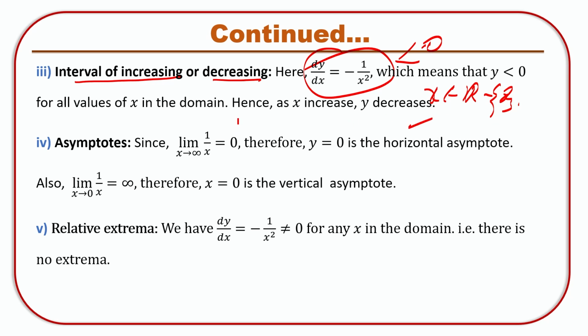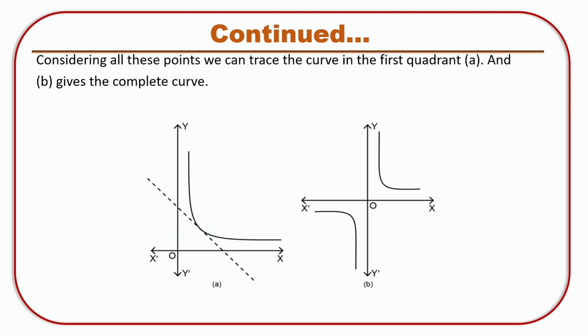Now, asymptotes. Taking the limit of 1 by x as x tends to 0, y equal to 0 is the horizontal asymptote and x equal to 0 is the vertical asymptote. There are no relative extrema or minima. So, this will be your first tracing of that graph, right? And as you can see, this is oblique. So, considering all these points, it can be drawn in the first quadrant and gives the complete curve. So, this will be the curve. The vertical axis becomes the asymptote and the horizontal axis becomes the horizontal asymptote for this curve.